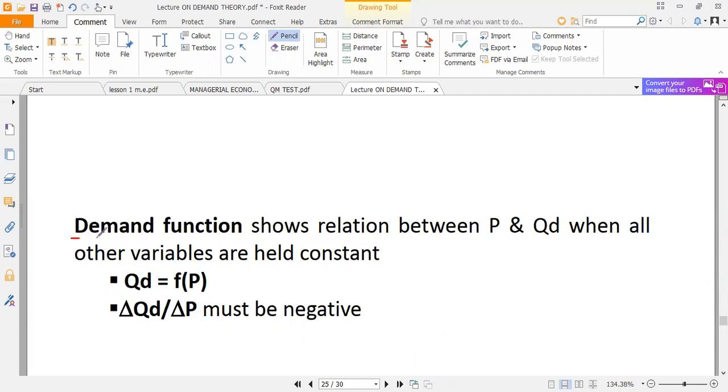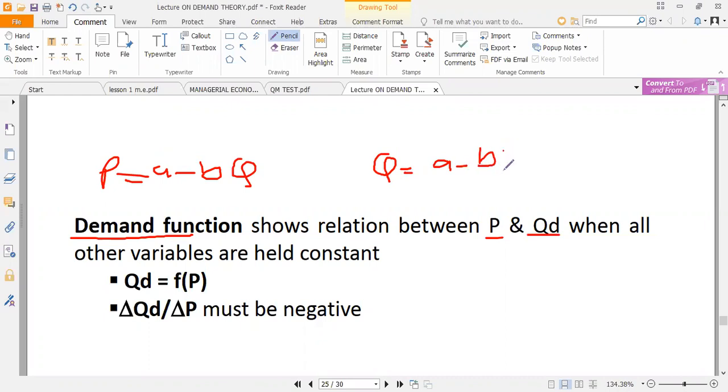Now, a demand function in that vein simply shows the relationship between P and Q. The QD is the quantity demanded, the P is the price, when all other variables are held constant. So the price function I gave you was given by what? P = A minus BQ. This is called the inverse demand function. You can also write it in terms of Q is equal to A minus what? BP. So this is called a demand function.